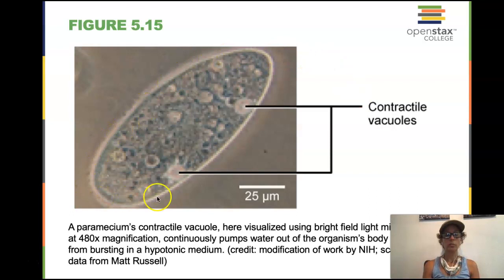We saw a little paramecium in the past. It does have contractile vacuoles that help to pump out excess water, so it doesn't rely solely on osmosis and diffusion.